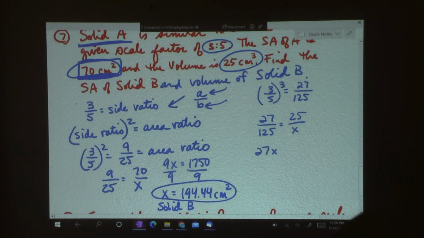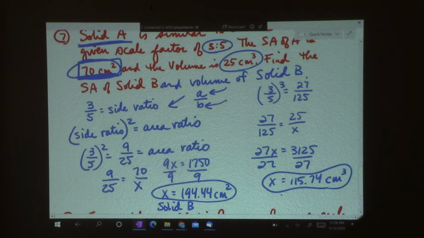So now I cross multiply. Let's see what I get. 25 times 125, 3125. And then I divide. And I get 115.74. And that's centimeters cubed. So that is the volume of solid B. Okay, let's do one more of those.